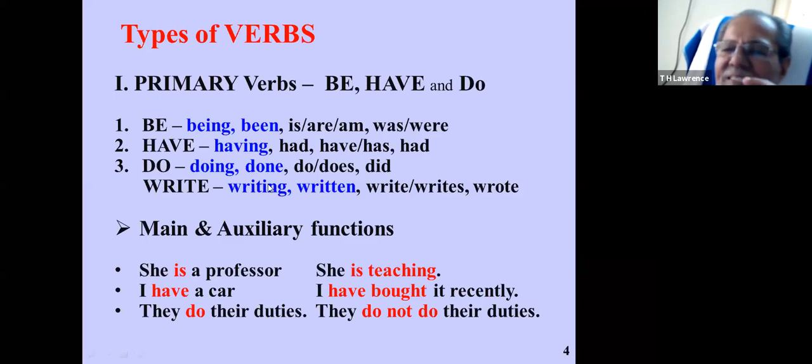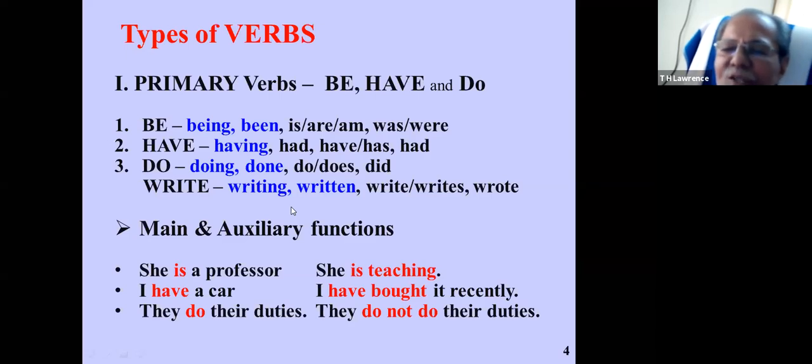Here you will find whatever is marked in blue are not verbs with the tenses. They are just tense-less verbs, so to speak. Others are verbs or verbal forms with tenses. Okay, leave that. We will see that again. Now, these primary verbs have a special characteristic. What's that? They can function as both main and auxiliary verbs.